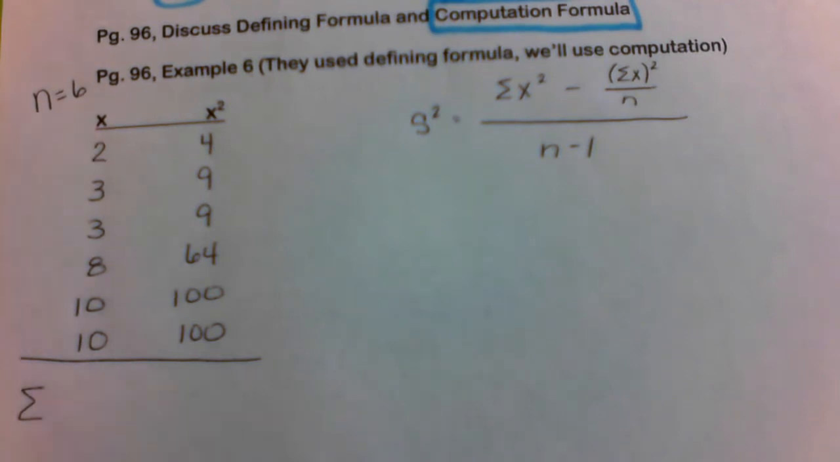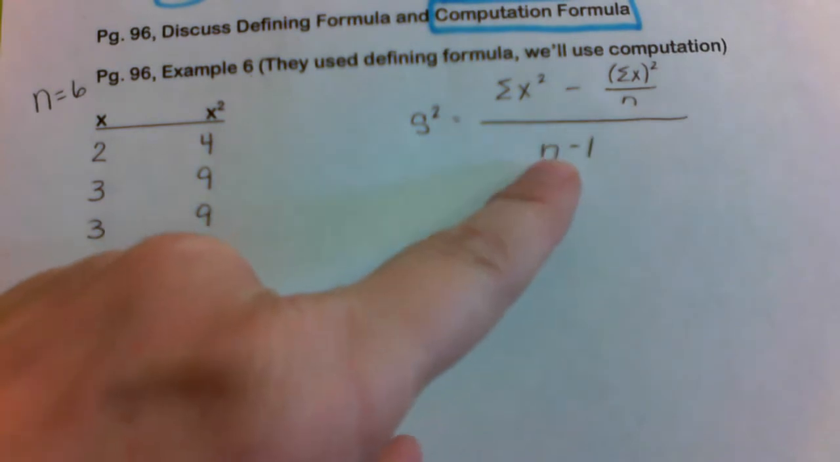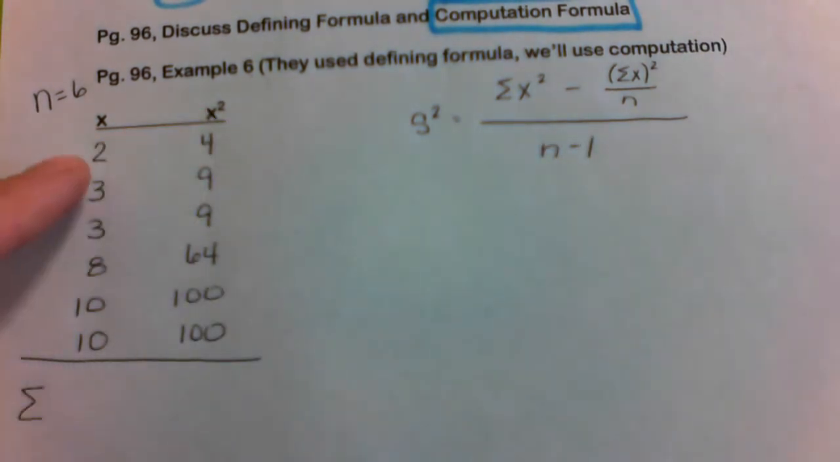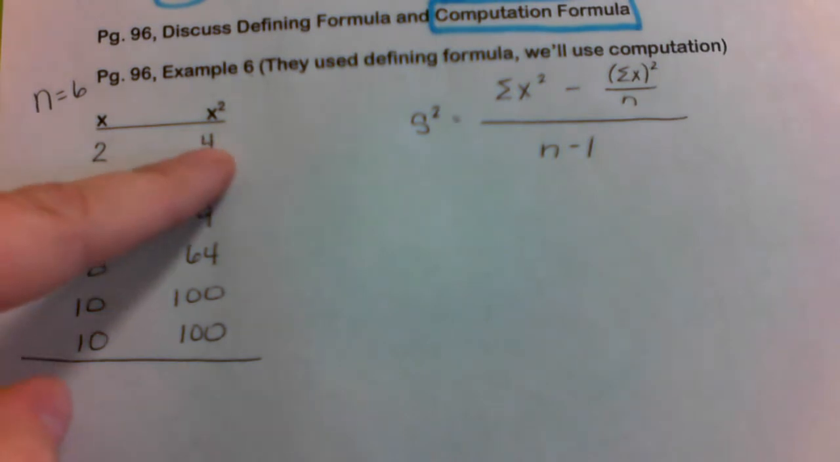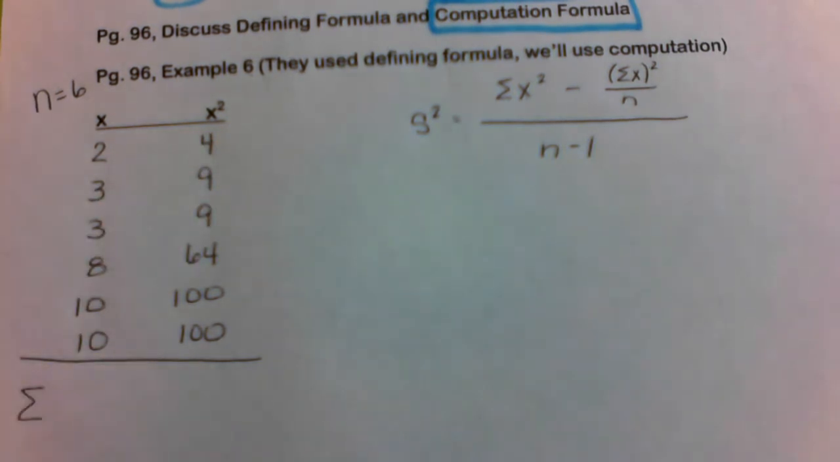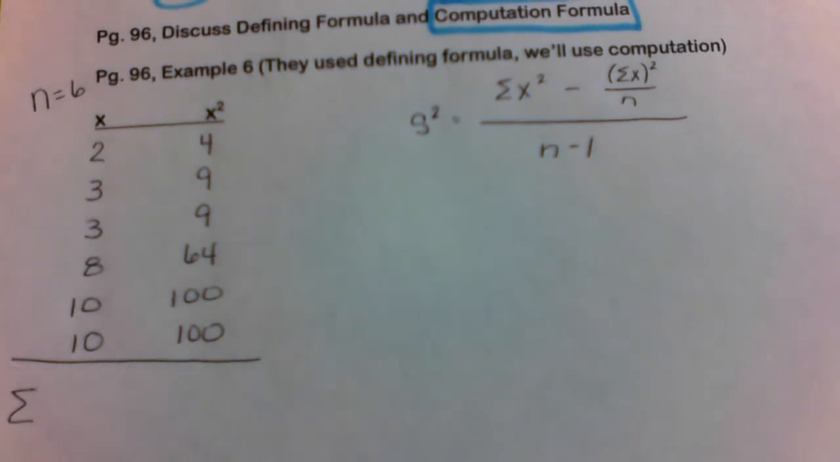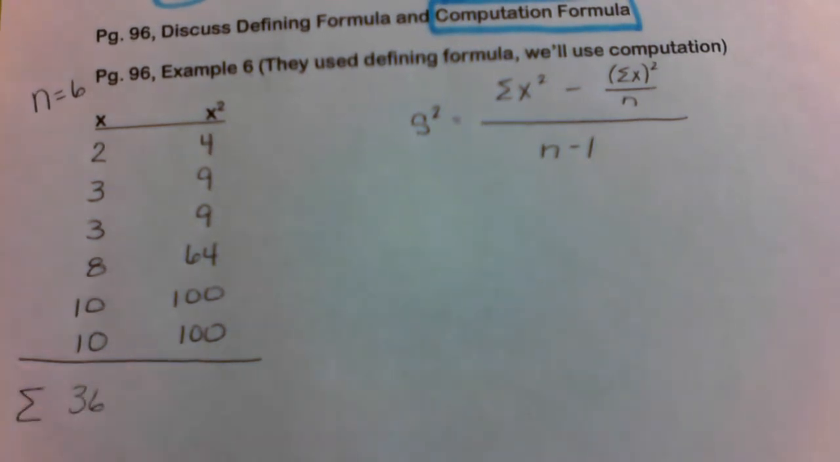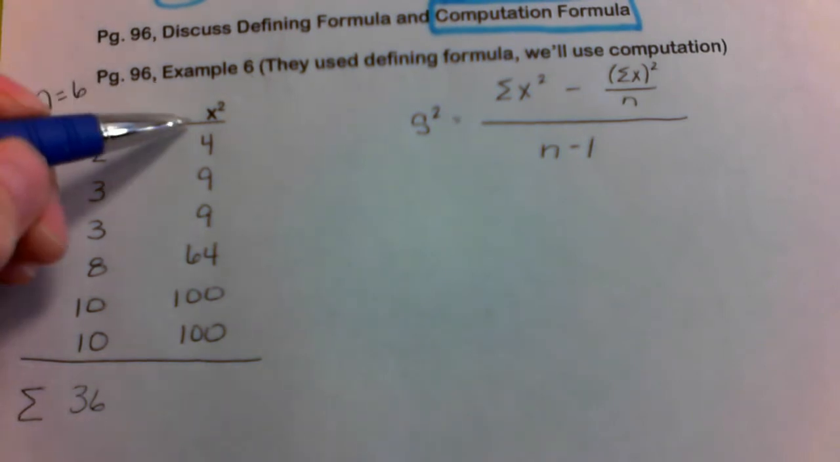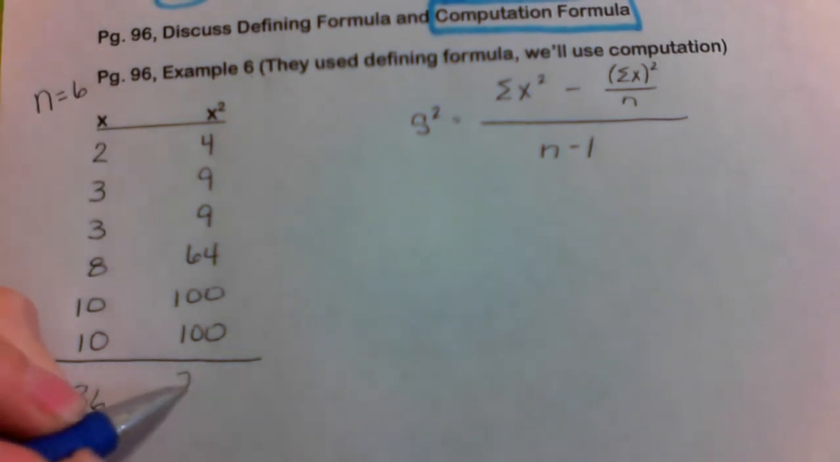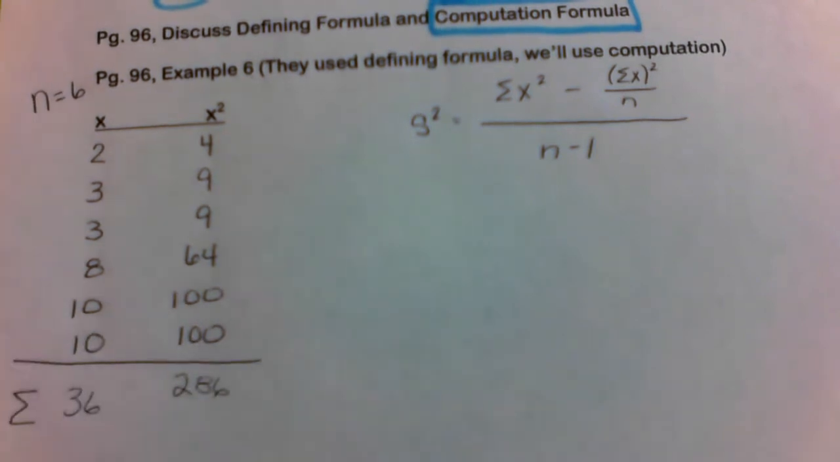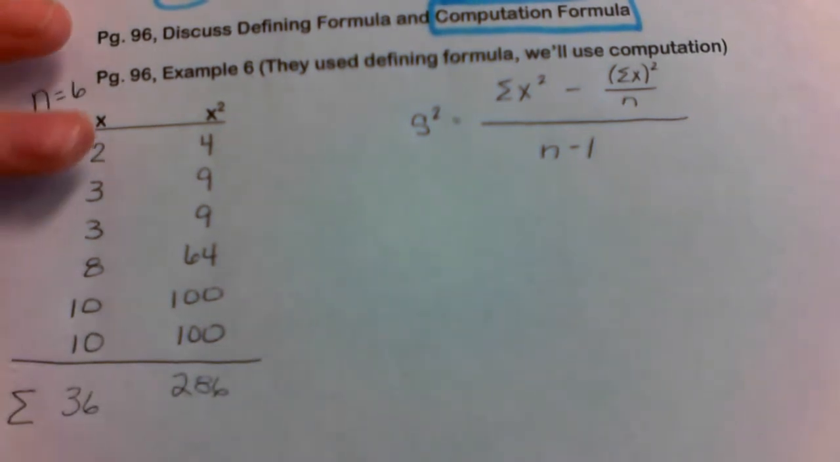Then, because of my formula, I need X squared. So what I've done is squared each of these. So 2 squared is 4, and so forth. Okay. Then what I need is their summations, which just means add them all up. So if I add 2 plus 3 plus 3 plus 8 plus 10 plus 10, it's 36. So these add up to 36. And the X squareds add up to 286. And these are the values that we use in our formula over here.